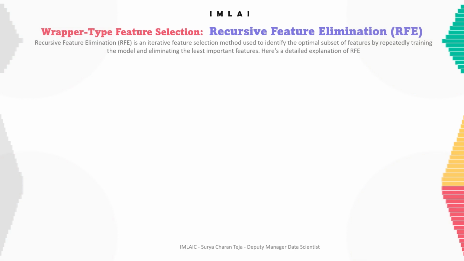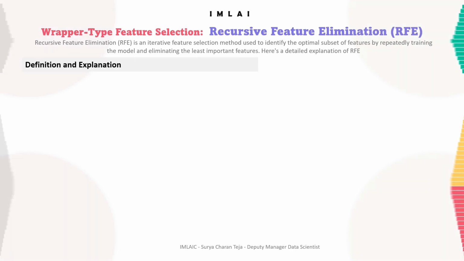So first let's define and explain what RFE is. RFE is a backward feature selection technique that starts with all the features in the dataset and recursively eliminates the least important features until a desired number of features or a predefined stopping criterion is reached. The importance of features is determined by their impact on the model's performance, which can be measured using various metrics specific to the chosen algorithm.